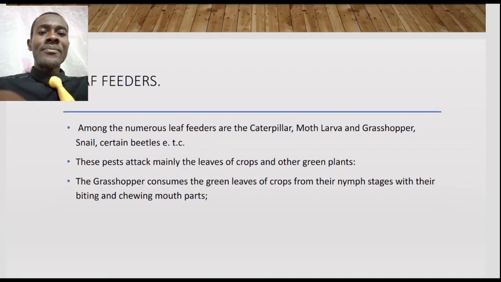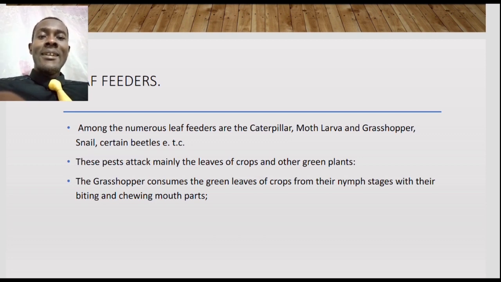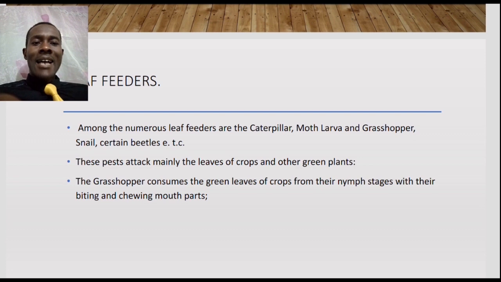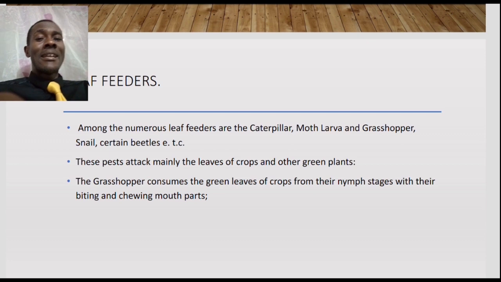Among the numerous leaf feeders are the caterpillar, the moth larva, the grasshopper, the snail, and certain beetles. There are so many of them that feed on leaves of plants, and some of you can have examples that I did not mention in this particular place. They are numerous. Now, these pests that we have mentioned attack specifically the leaves of plants.